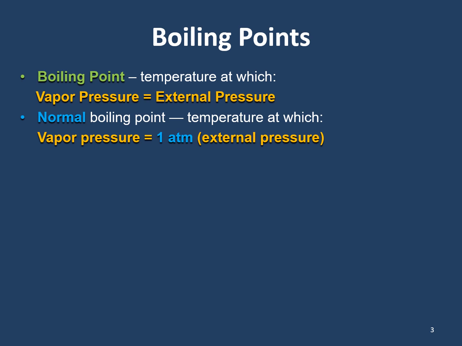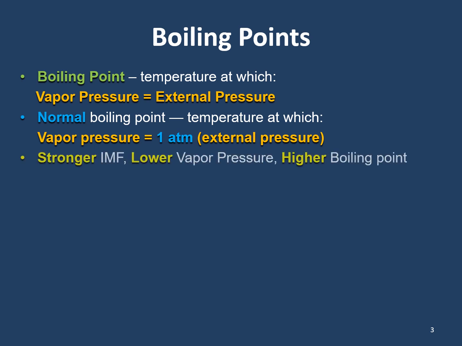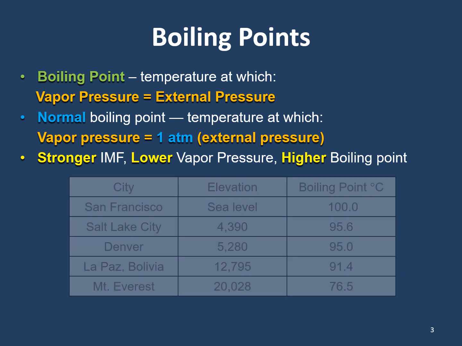So if you're boiling your water at sea level, then yeah, the boiling point's 100 degrees Celsius for water. But if you're at the top of a mountain, it's probably going to be significantly lower than that, because as we go up in altitude, the pressure decreases. Boiling points are affected by intermolecular forces as well. The stronger your intermolecular forces, the higher your boiling point will be.